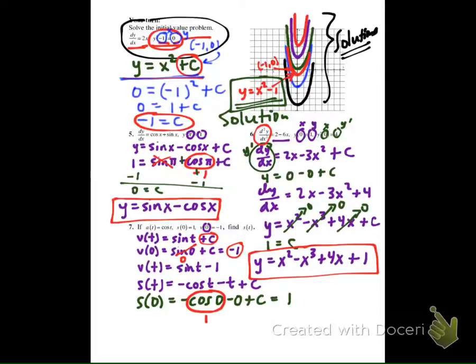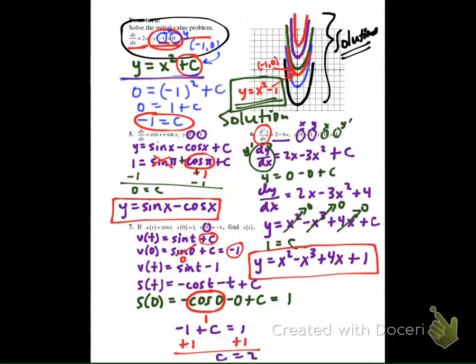So many students put 0 there, and we end up getting negative 1 minus 0 plus c equals 1. I've even seen students get all the way to here and say that c is equal to 0. I mean, come on, you know how to do that. c is equal to 2.